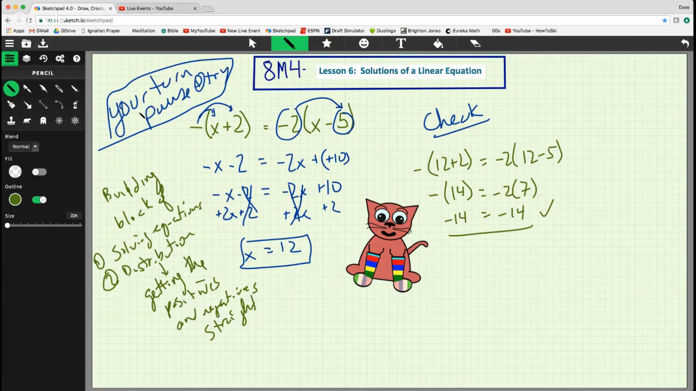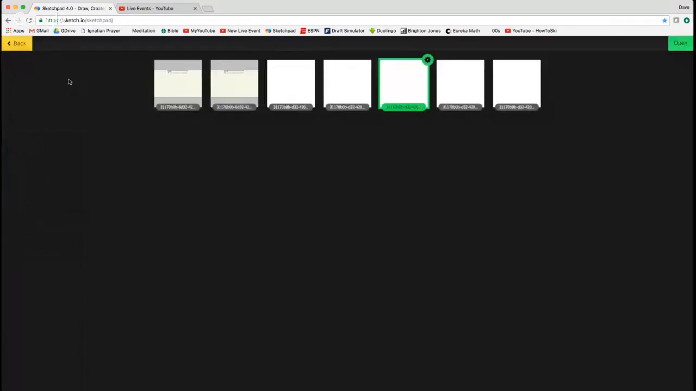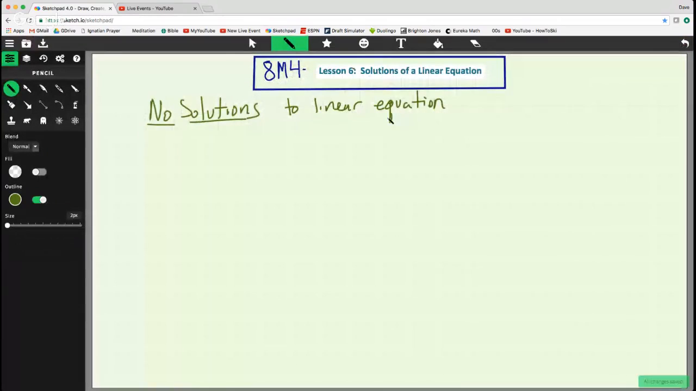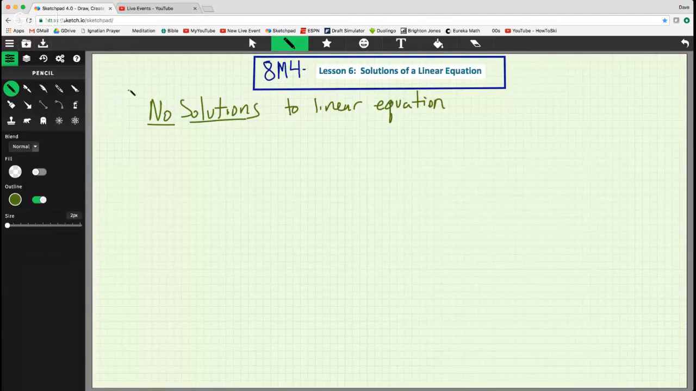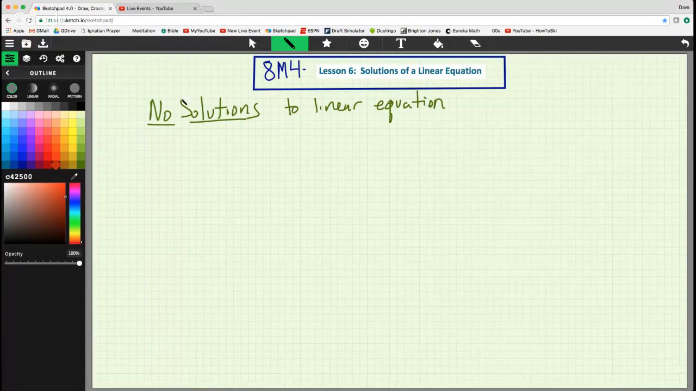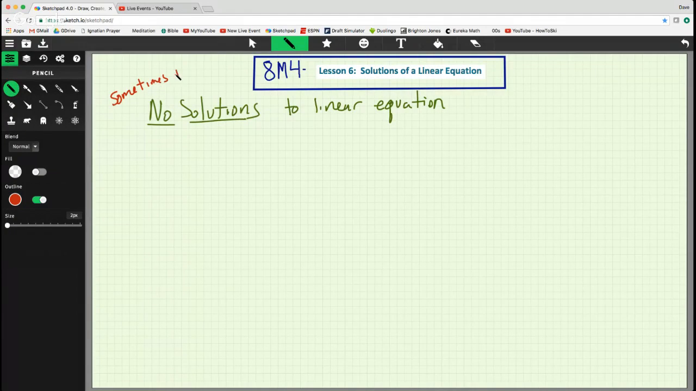Now, one other thing that is key, and they bring this up in today's lesson, and it's all about having no solutions to a linear equation. So the key is that sometimes there are no solutions to linear equations. Now, we're going to keep coming back to this, but they just want to hit you with this today just a little bit, not focus on it too much, but just to remind you that sometimes you're going to solve equations and you're going to get no answer. You're going to get this weird truth.